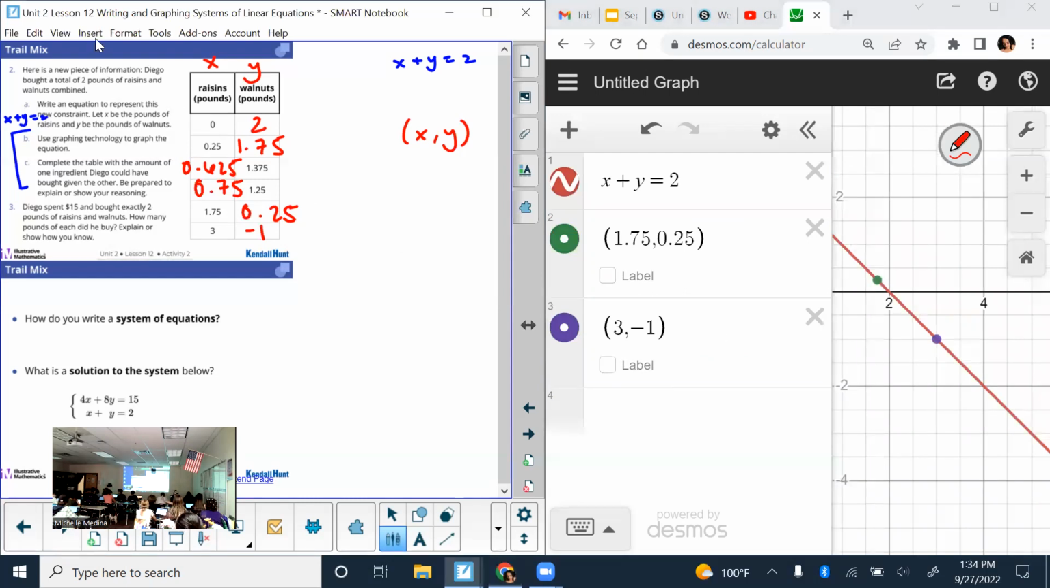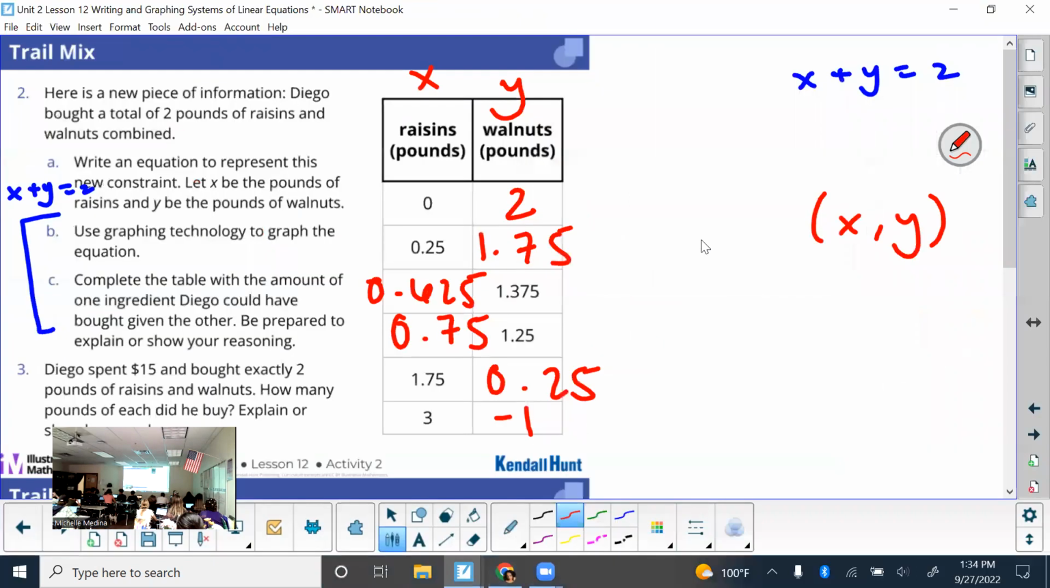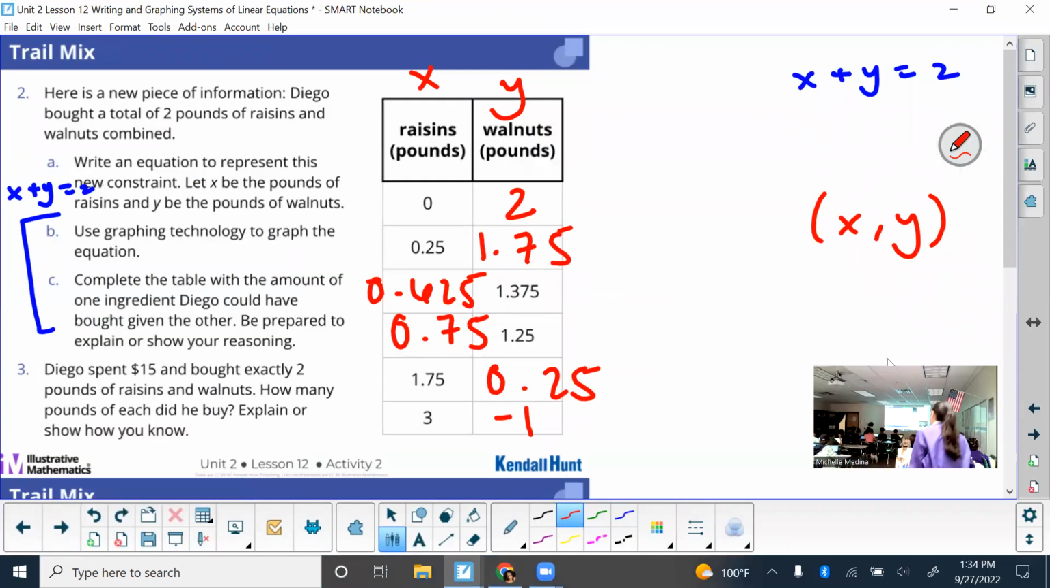All right, stop talking. Here's the next part of this. Diego spent $15 and bought exactly 2 pounds of raisins and walnuts. So how many pounds of each did he buy? So now we're putting both constraints together. What do you think the solution is going to be?